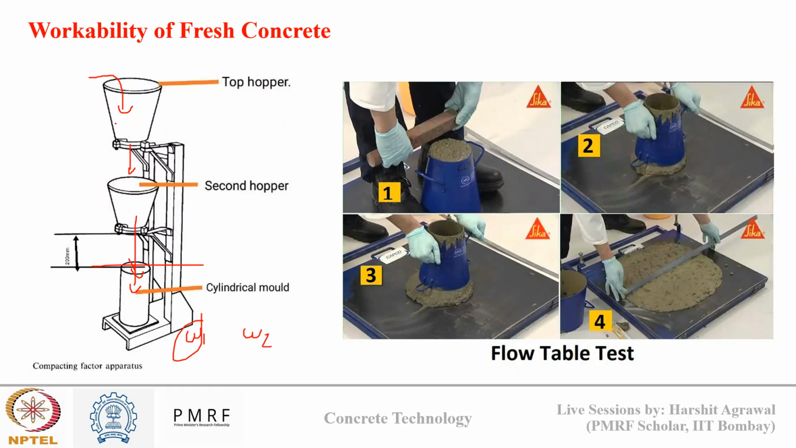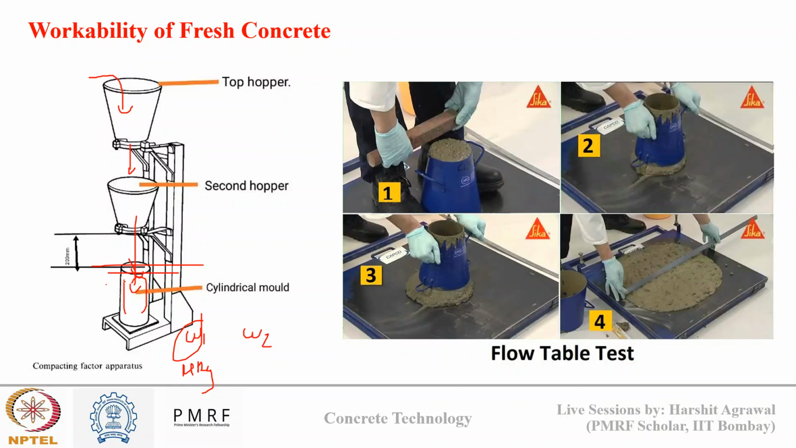So W1 is how much concrete has entered the cylindrical mold after free fall. Suppose it is 4 kg, after striking off the surface without providing any further compaction. Now, this same concrete I will compact by providing some vibration energy.